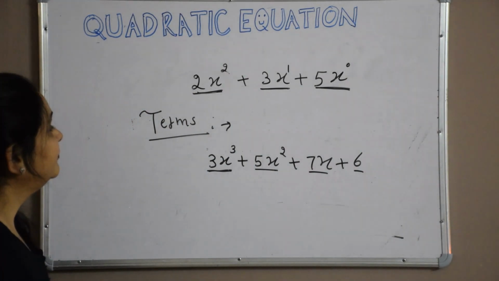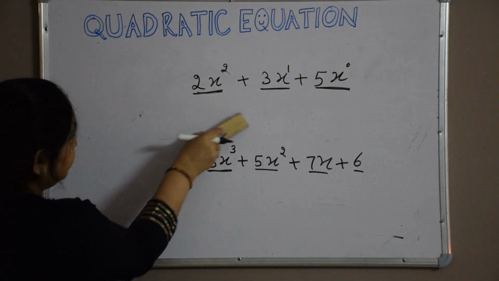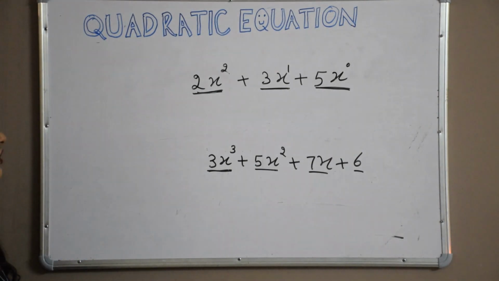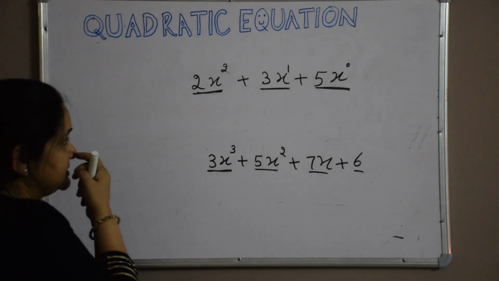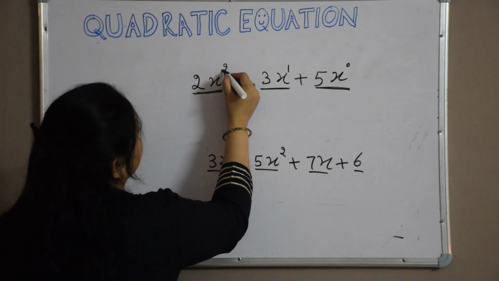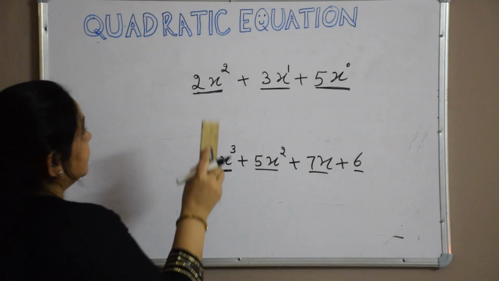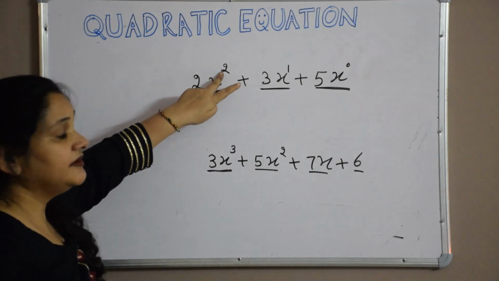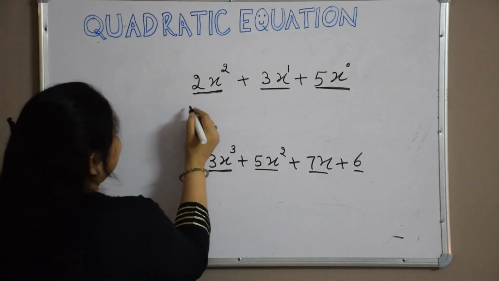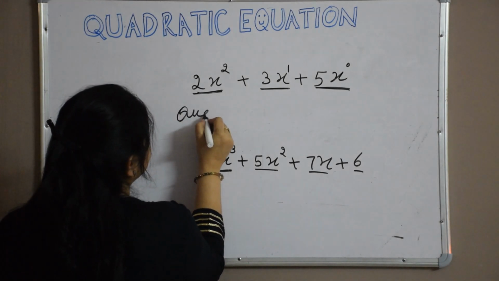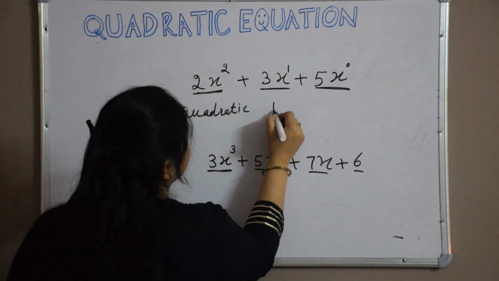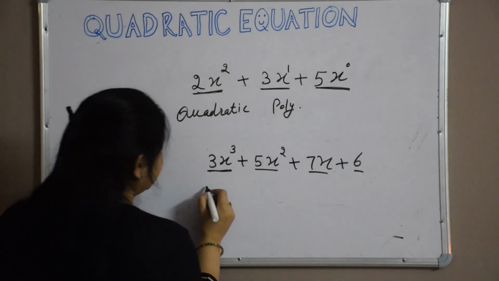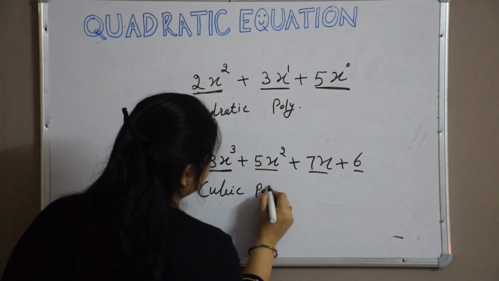4 terms are there. Now we can categorize polynomials. There are 2 bases. One base is on the basis of terms, we can say how many types of polynomials, and the other is on the basis of degree. Degree I already told you. If we have a polynomial whose highest power is 2, then this is a polynomial of degree 2, and a polynomial of degree 2 is called a quadratic polynomial. And a polynomial of degree 3, because here the highest power is 3, is called a cubic polynomial.